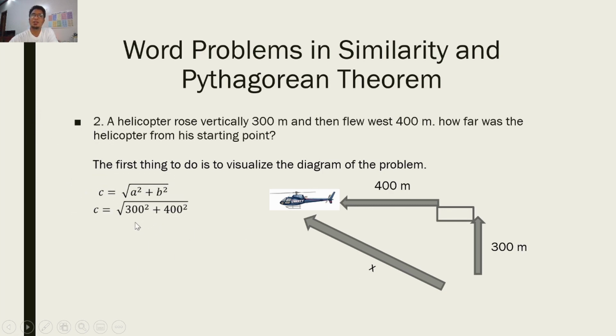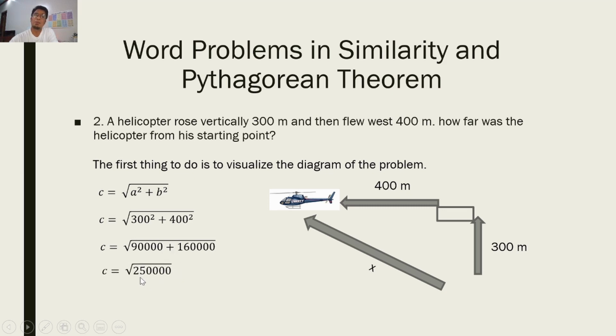Substitute the given. 300 square plus 400 square. We come up with 90,000 plus 160,000. If we will be combining this radicand, we come up with 250,000. And we have to extract the square root. That will be the value of C. C is equal to 500 meters. But may meters kasi sa word problem, again, meron po siyang unit na binabanggit. This will be your final answer.